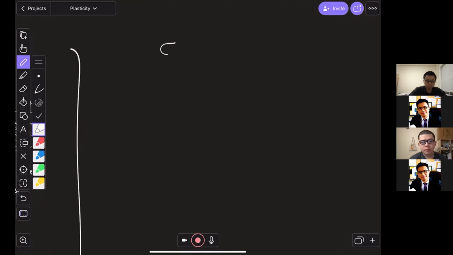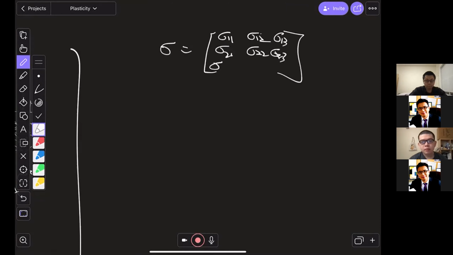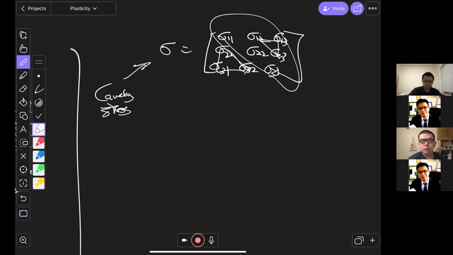Now, if I have a stress, stress can be represented as a matrix: sigma 1 1, sigma 1 2, sigma 1 3, sigma 2 1, sigma 2 2, sigma 2 3, sigma 3 1, sigma 3 2, sigma 3 3. This Cauchy stress is symmetric. That means these three are the same as these three, so you don't need to write them. So you have 6 degrees of freedom for the stress.